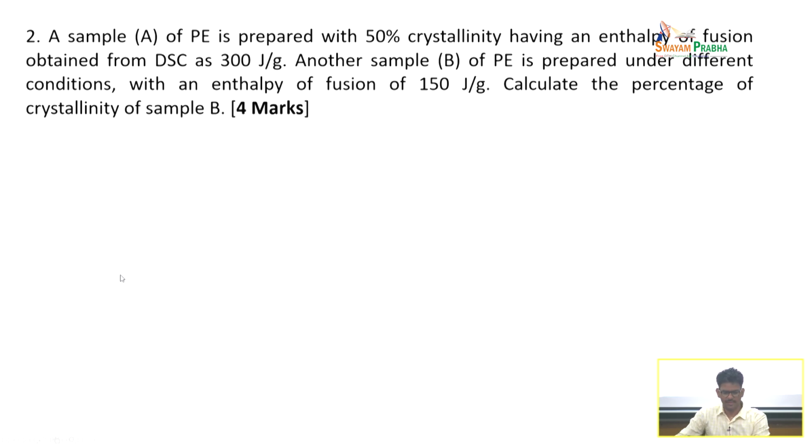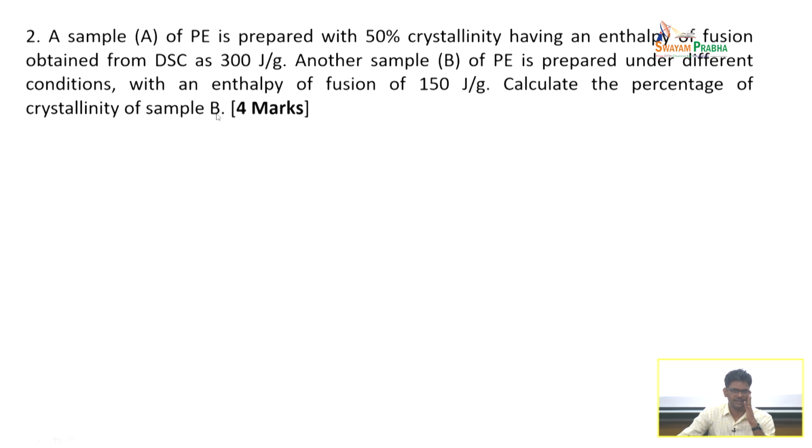What about this? Sample A of polyethylene is prepared with 50% crystallinity, having an enthalpy of fusion obtained from DSC as 300 joules per gram. Another sample B of PE is prepared under different conditions with an enthalpy of fusion as 150 joules per gram. Calculate the percentage of crystallinity of sample B.